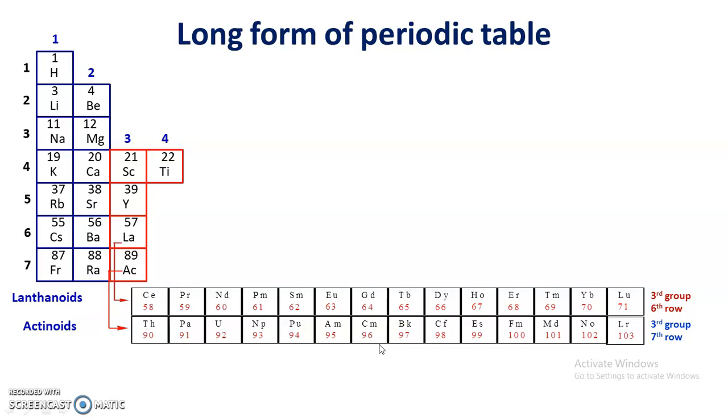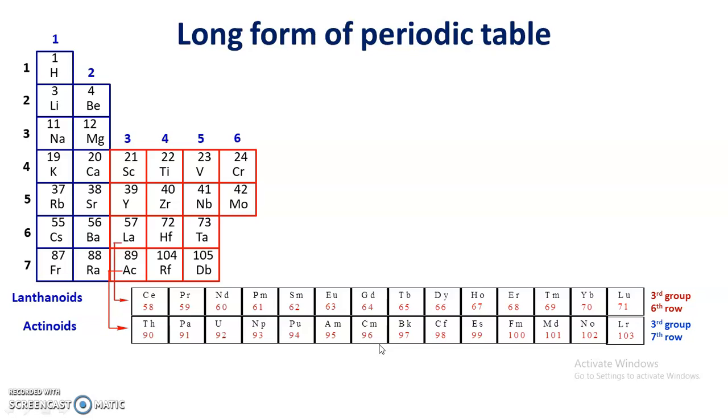In the fourth group there are titanium, zirconium, hafnium and rutherfordium. In the fifth group there are vanadium, then niobium, tantalum and dubnium. In the sixth group there are chromium, molybdenum, tungsten and seaborgium.